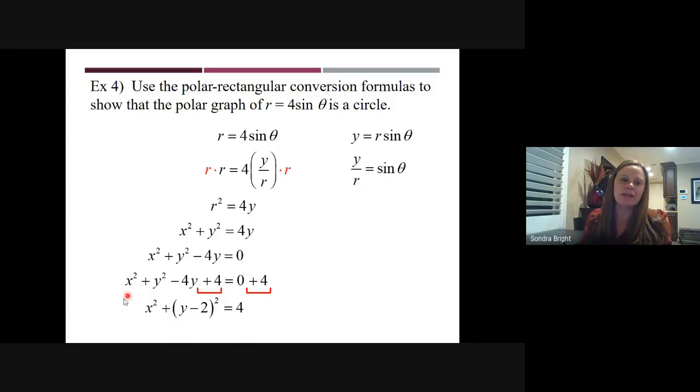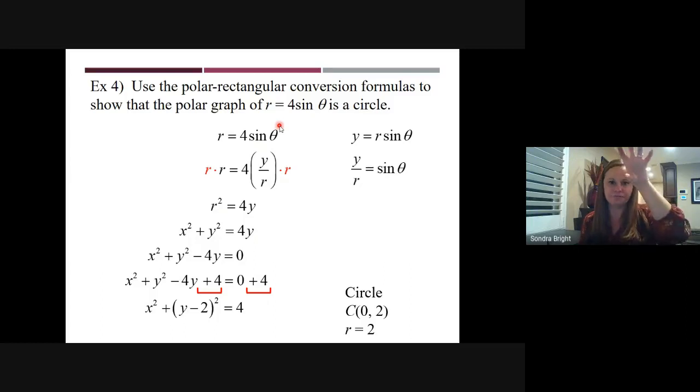And hopefully you recognize that as the standard equation of a circle, where the center is at 0, +2, and it has a radius of the square root of 4, which is 2. Which totally matches up with that last example we did where we graphed r equals 4 sine of theta, and it was a circle up on the y-axis. It had a diameter of 4, but the center was right there in the middle with a radius of 2.